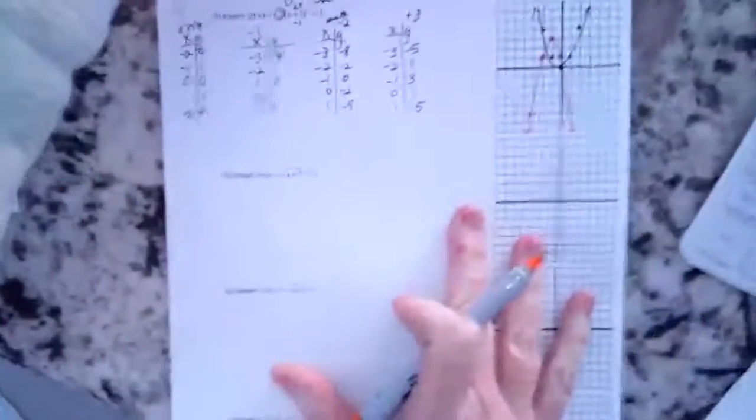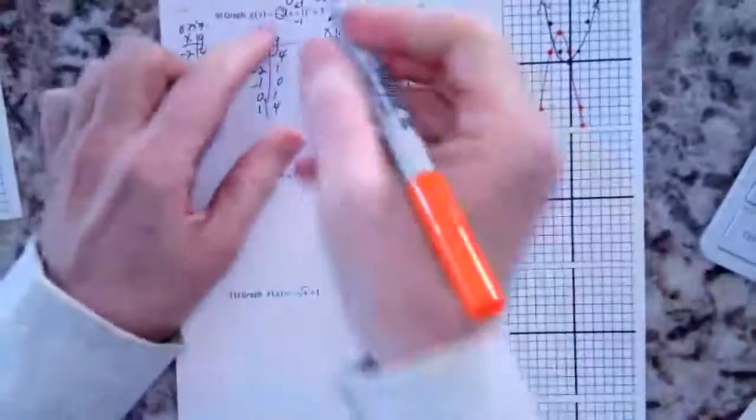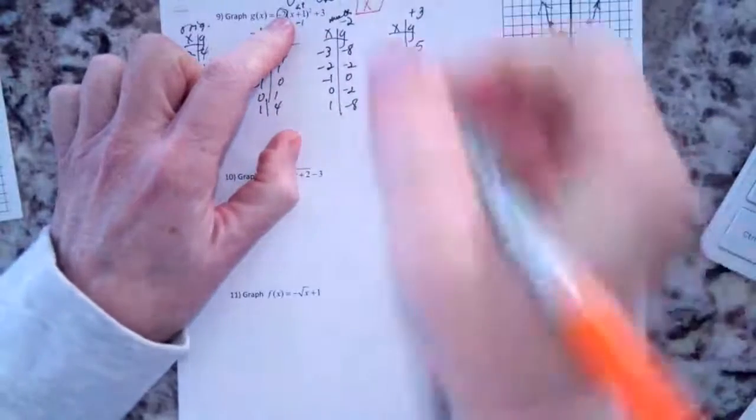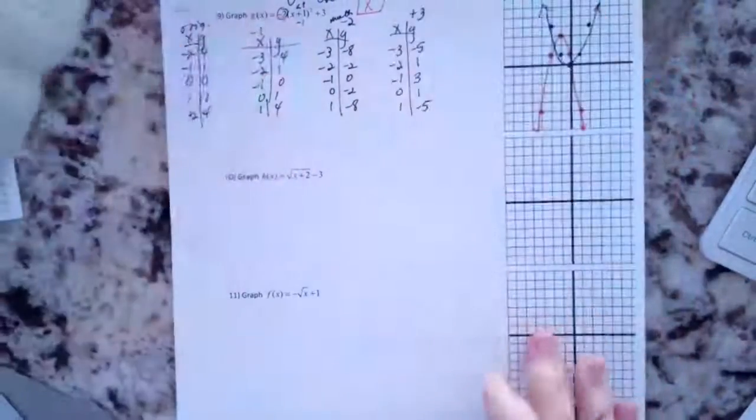Okay, so that's parabola, and you identify it by the x squared. That's what you're looking for, is x squared. That's the parabola one. Okay, let's move forward to a new parent graph.